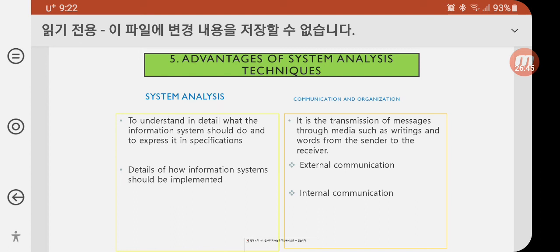Next, communication and organizations. It is a transmission of messages through media such as writing and words from the sender to the receiver. External communication occurs between organizations, and between systems and organizations outside the domain. Internal communication occurs through newsletters, memos, and equivalents that occur within the same organization.